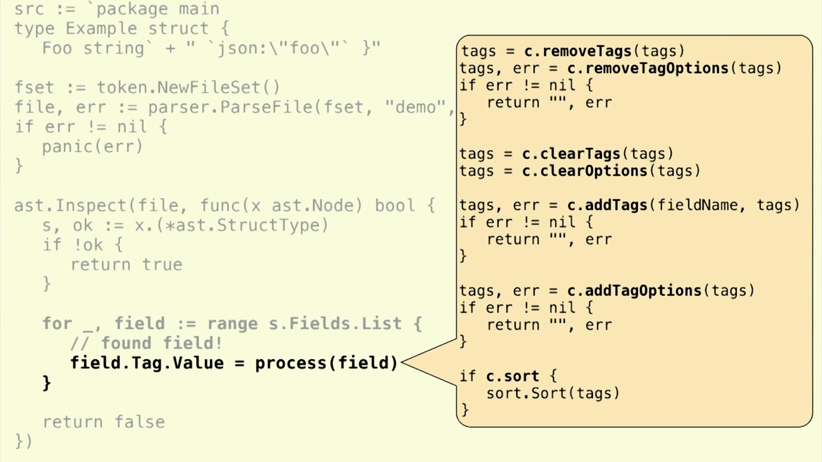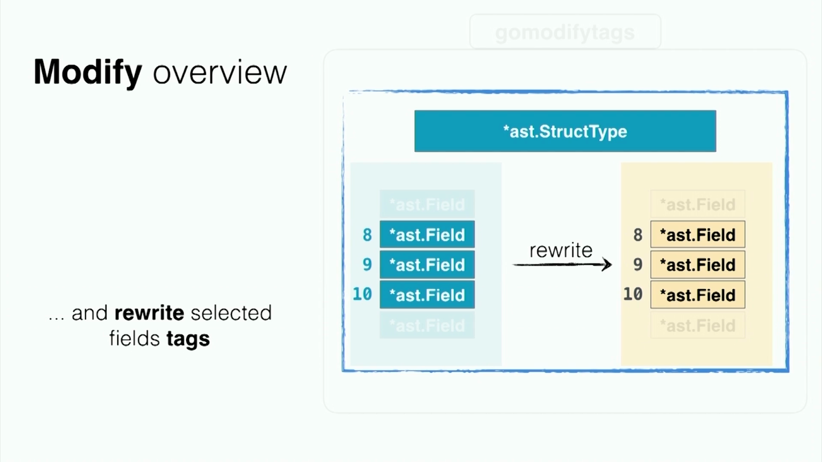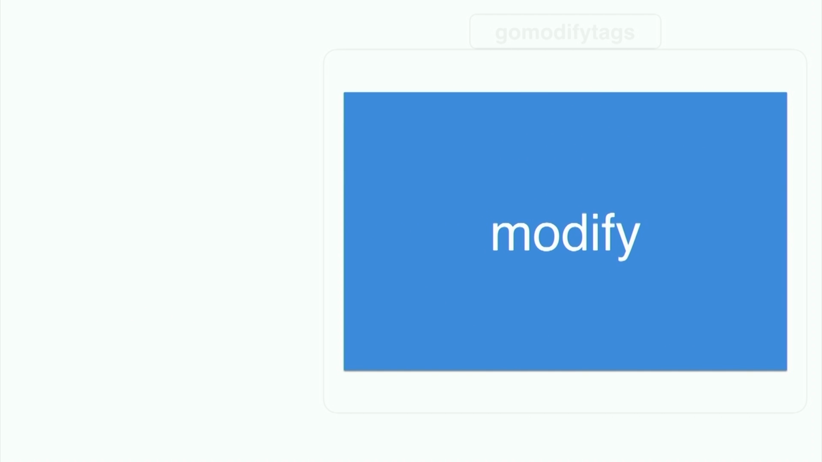Inside the source code, remember, previously I was just replacing it with a string literal. This time, I'm calling another function. This function calls all the methods in the struct tag package, which is able to parse a struct tag, add tags, remove tags, and many other things. So this is the core of the tool itself. So, an overview again: we select the start and ending lines we're interested in, and then we rewrite them by using the process function and the struct tag package. This is the modification part.